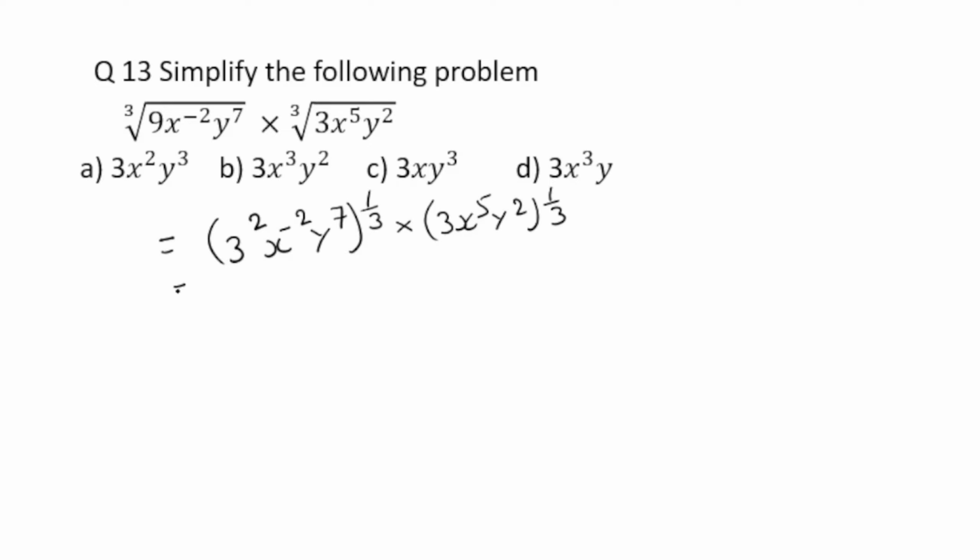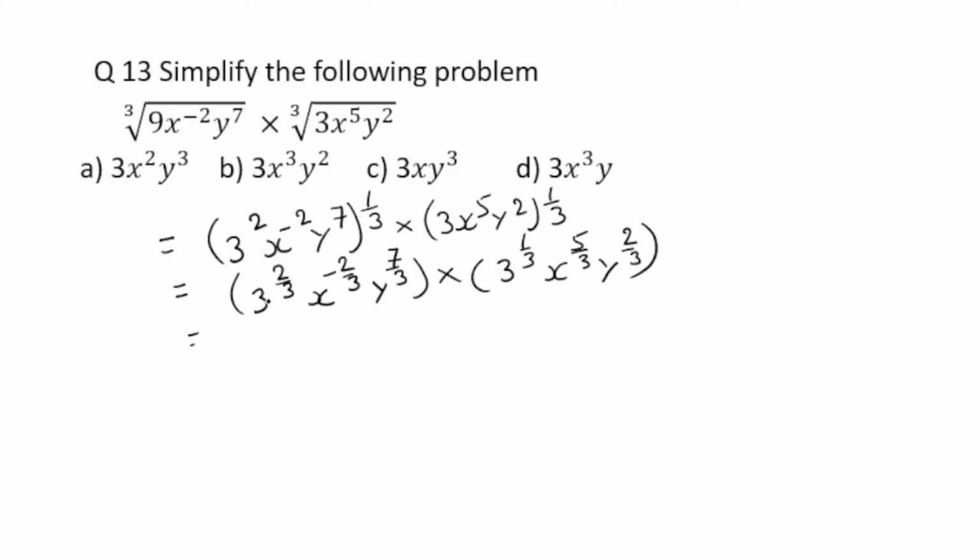Now we have to use the power of exponent property. Power is multiply. 3 to the power 2 multiply 1 over 3, 2 over 3. Similarly, x to the power minus 2 over 3, y to the power 7 over 3. Multiply 3 to the power 1 over 3, x to the power 5 over 3, y to the power 2 over 3.